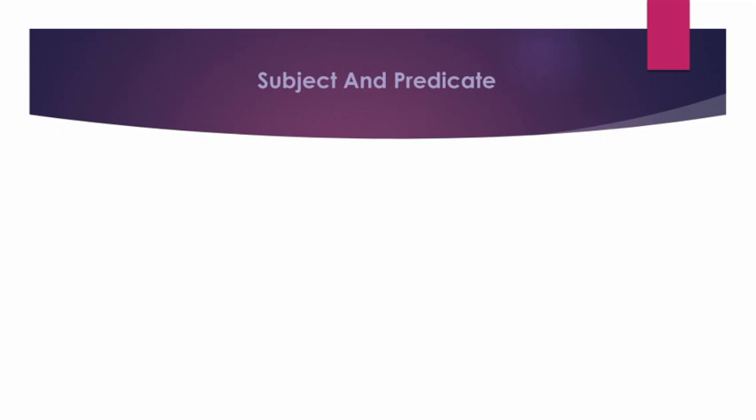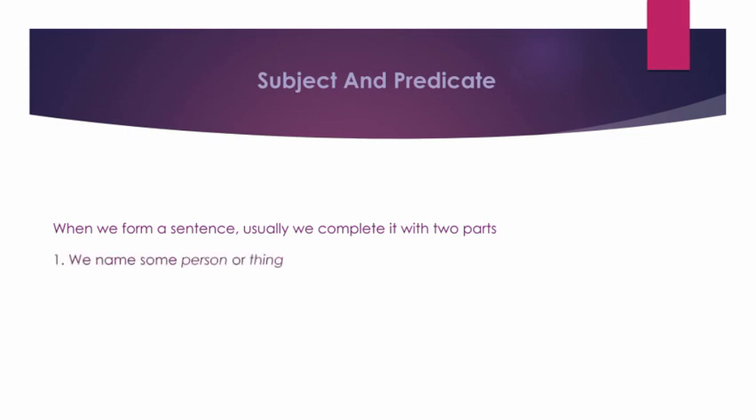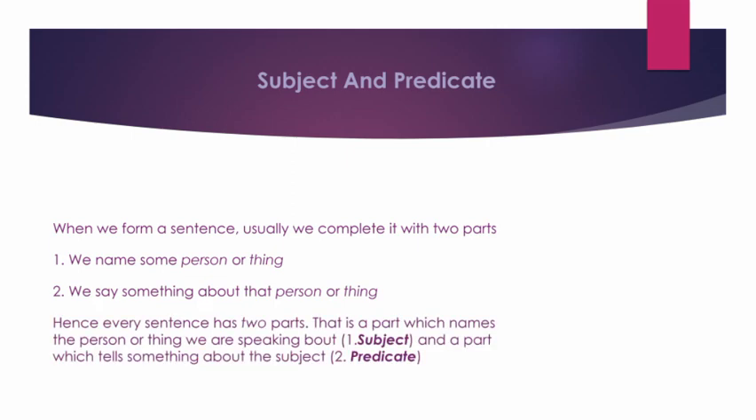A sentence is composed of two parts, subject and predicate. When we form a sentence, usually we complete it with two parts. We name some person or thing. We say something about that person or thing. Hence, in every sentence, there will be two parts. That is, a part which names a person or thing we are talking about. That will be the subject. And a part which tells something about the subject. That is predicate.